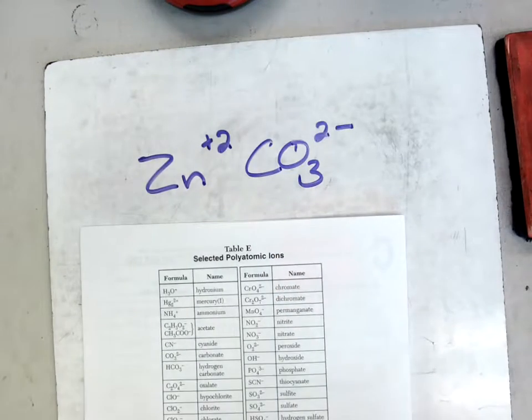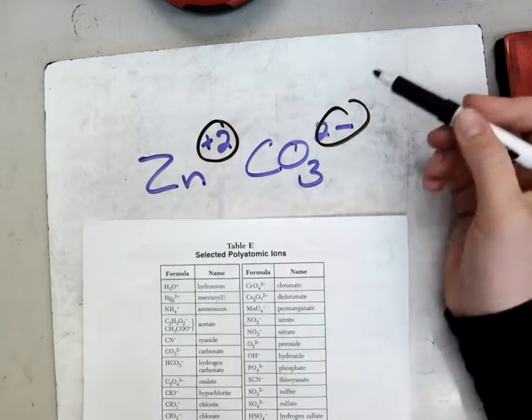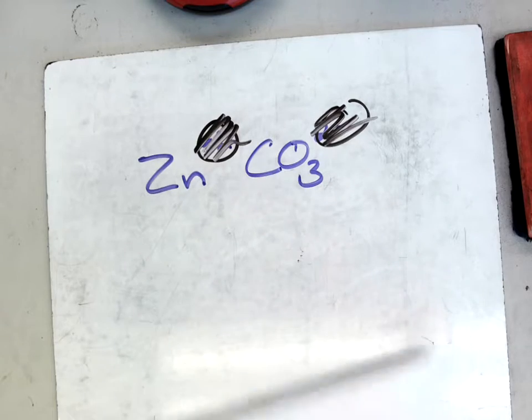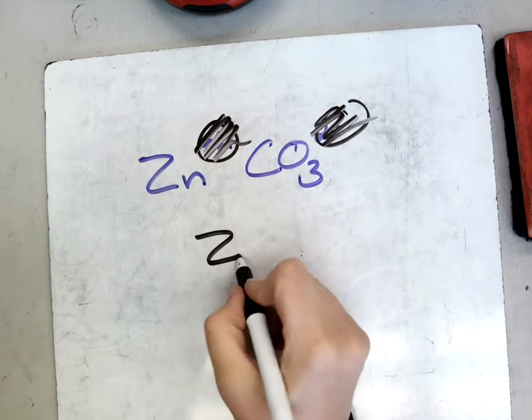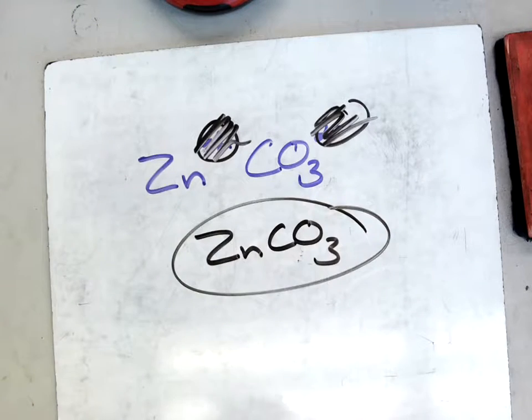Now, this is one of those nice cases where you don't have to cross the numbers down because you can tell right away that the +2 and the -2 cancel out. If I were being really lazy, I would just scribble them away. And if I were being slightly less lazy, I would rewrite it nice and clean. ZnCO3 is zinc carbonate. Okay.